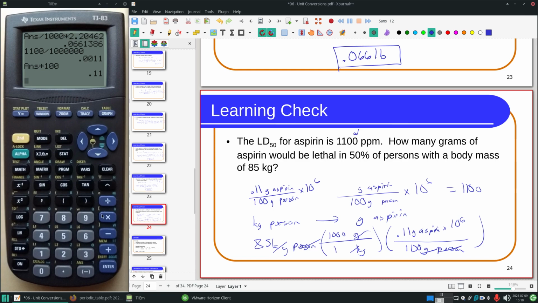All right, 1100 ppm. Let's see how much aspirin this actually is. 85 times 1,000, then times 0.11, times the million, and then divide by the 100 gram person ratio. Huge number.